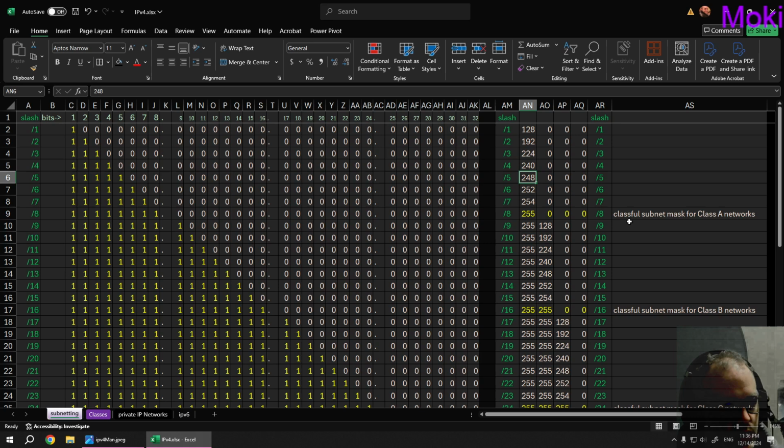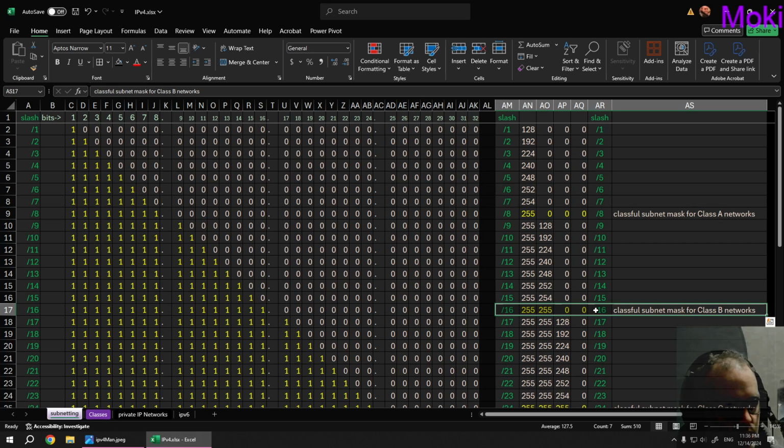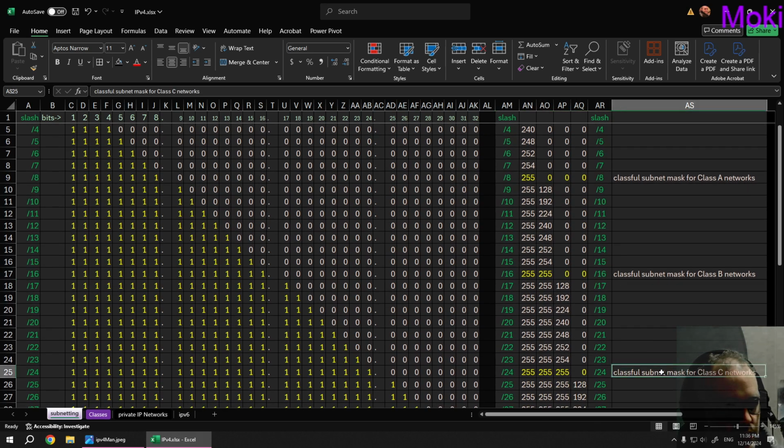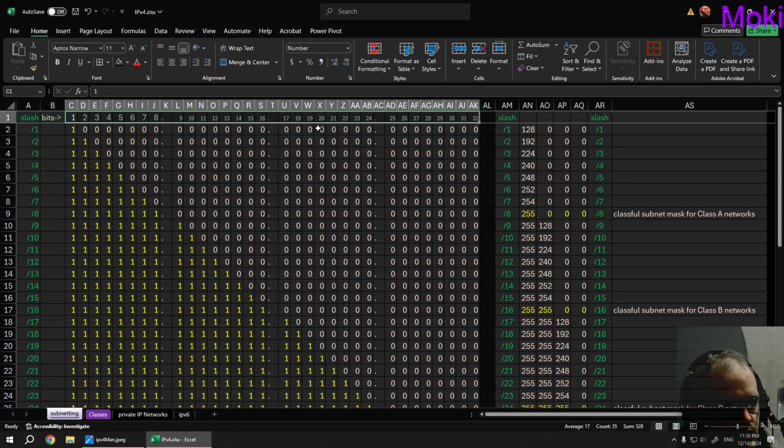This is kind of about subnetting. A is here at /8, B is here at /16, and C is here at /24. So you're at 24 bits, and we're going from left to right: 8, 16, 24, 32.